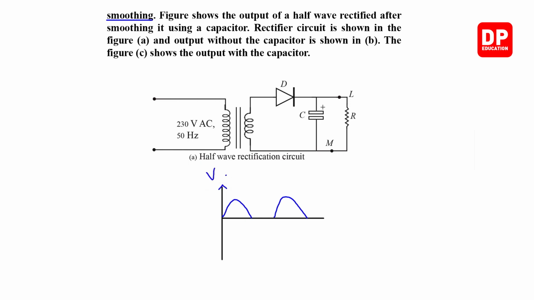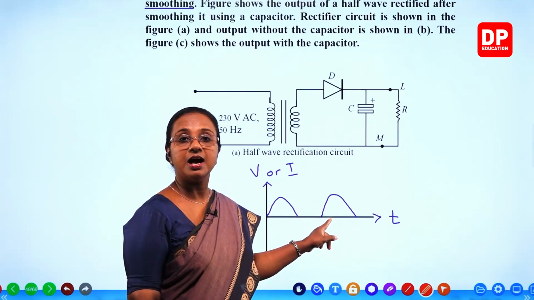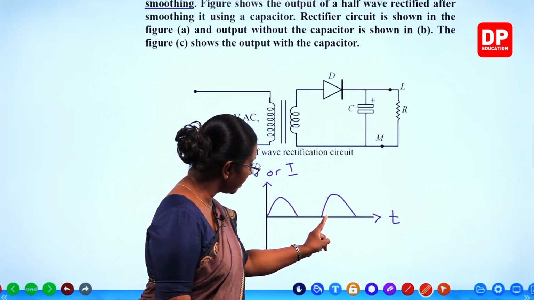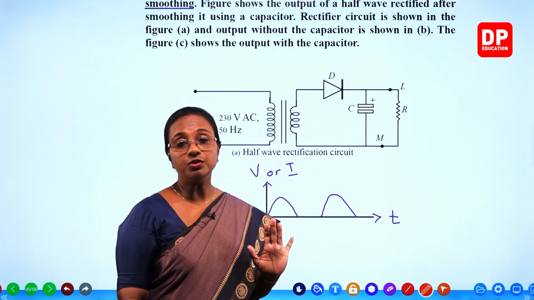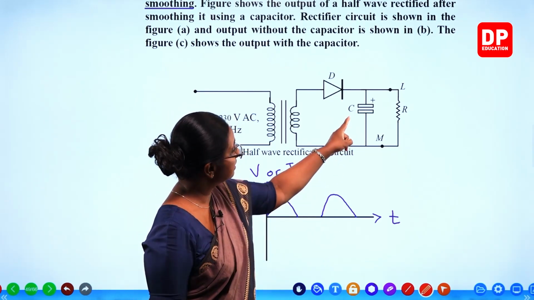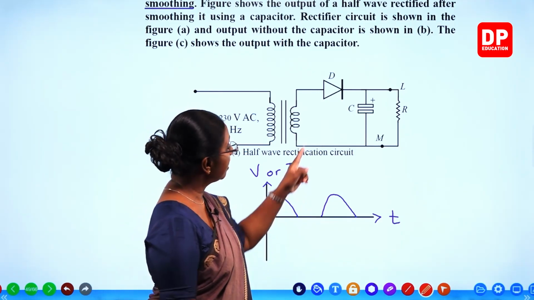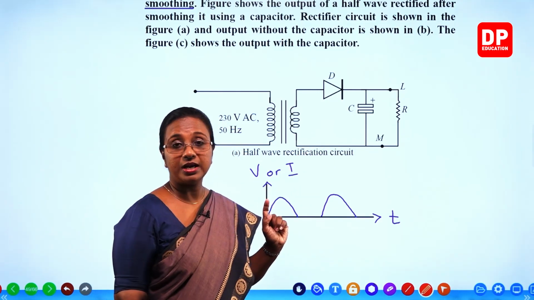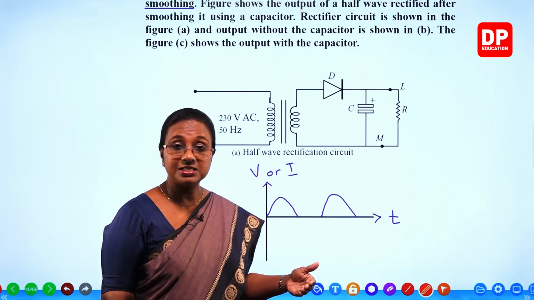This is voltage or current, and this side is going to be time. Now the positive half waves are there. When it is the time for the negative half wave, then there is no current flow. So during these two instances, the capacitor will get charged. When there is no current flowing through the capacitor, what will happen is it will discharge.